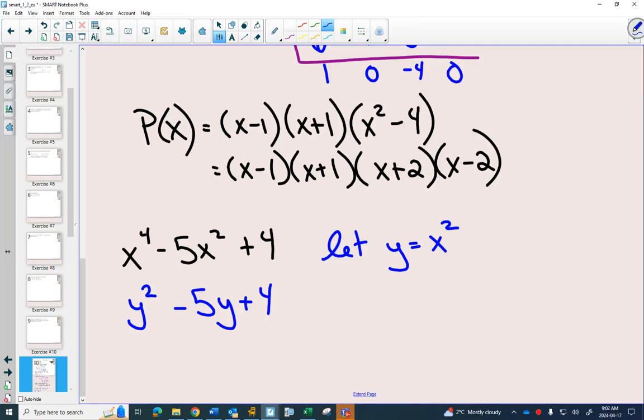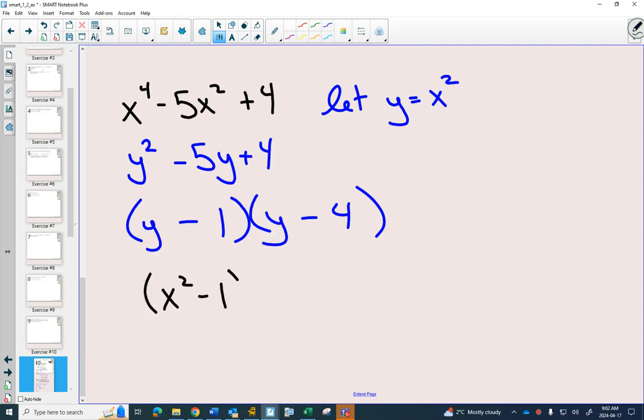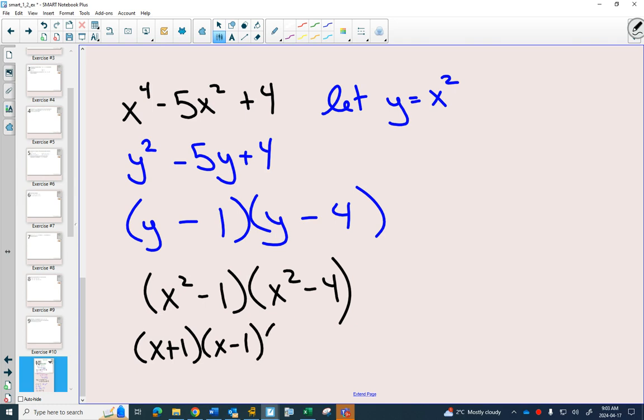And if I do that, this is a quadratic. Can you factor quadratics? Yes. You can factor quadratics because this is easy. It would have to be y and y, 4 and 1, and they would both be minus. No problem. And then you can change them back and say, oh, this is really x squared minus 1 and x squared minus 4. And these are both quadratics, and they're both differences of squares. So this factors to x plus 1, x minus 1, x plus 2, x minus 2.